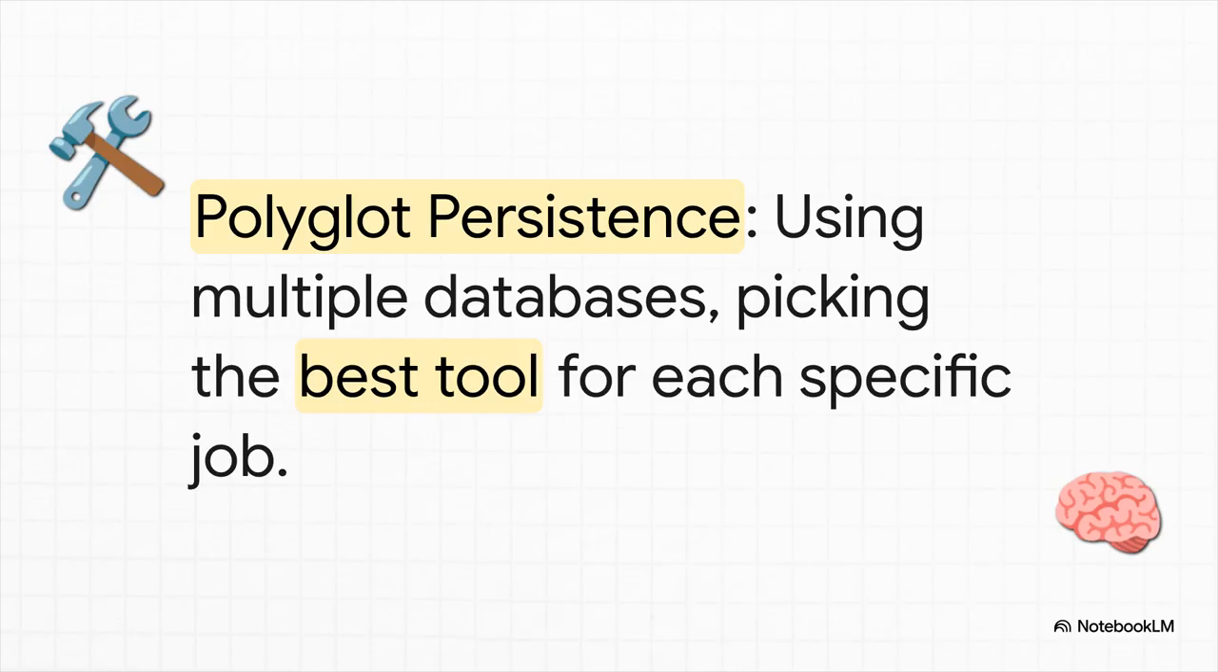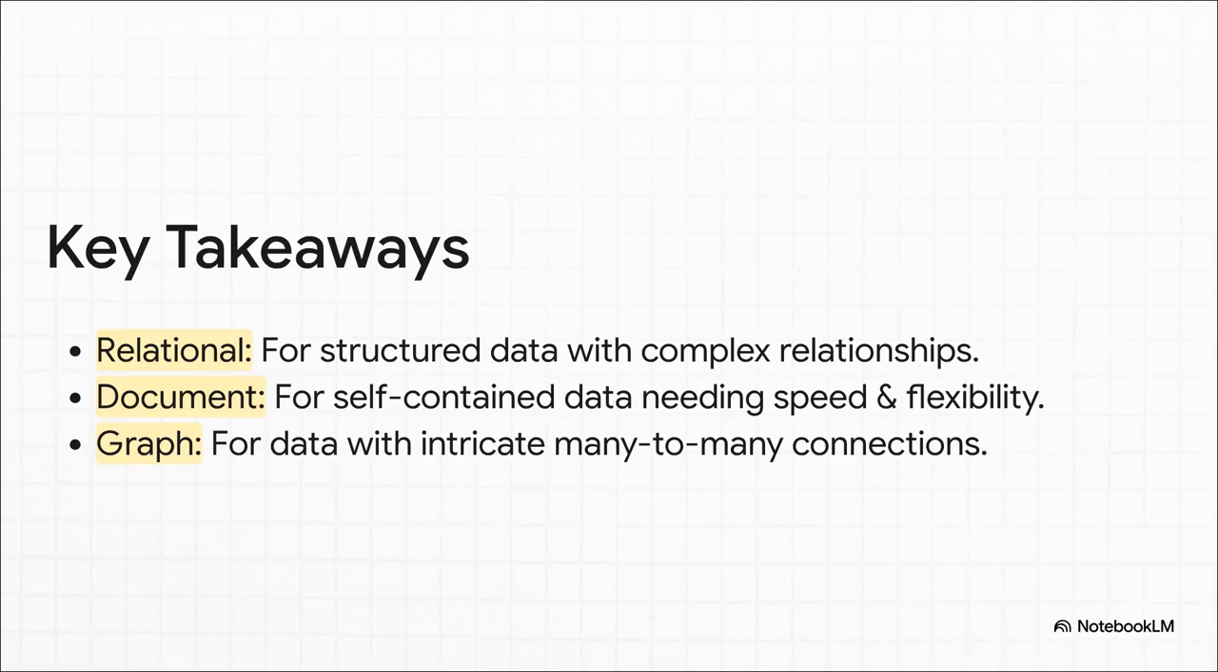So instead of trying to force one database to do absolutely everything, you use the best tool for each specific part of the job. You might use a rock-solid relational database for your financial transactions, a super-fast document database for user profiles, and a graph database to power that people you may know feature. So let's just recap our toolkit one last time. Relational models are your go-to for highly structured, interconnected data. Document models are for when you need speed and flexibility with self-contained data. And graph models? They are the masters of complex, messy, many-to-many relationships.